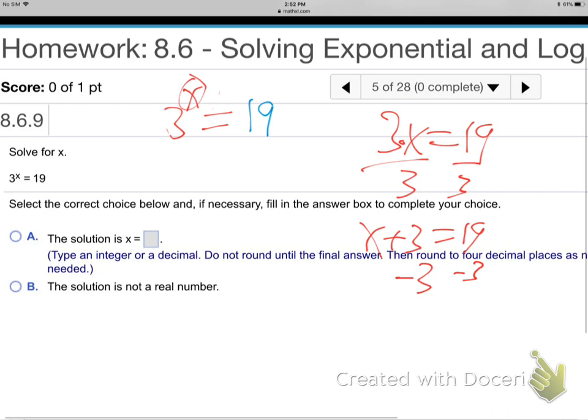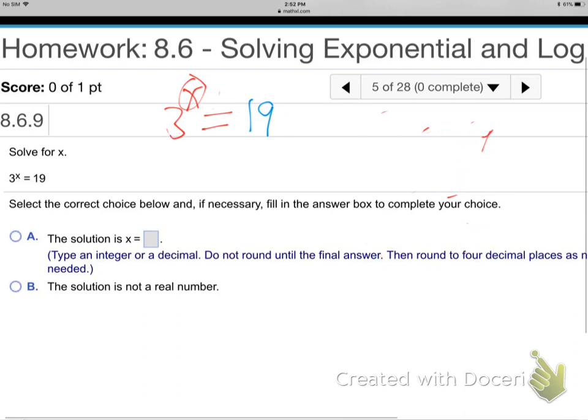What about the root? Good idea, Abraham. What about the root idea? Could I do some root stuff? If you have x to the third power is 19 or whatever, how would you solve for x there? How would you get rid of that 3 in the power? What's opposite of 3 in a power? Third root. Whatever you do to one side, you have to do to the other, and that would get rid of it, and that would give you x alone.